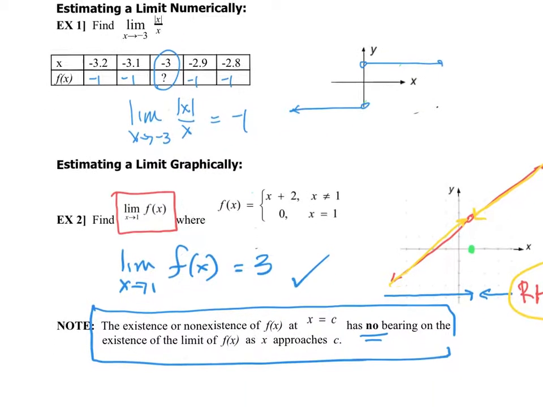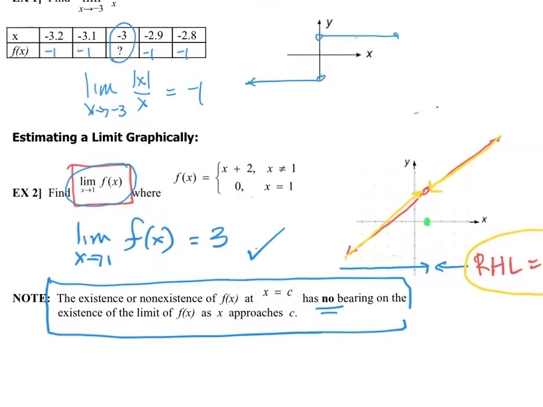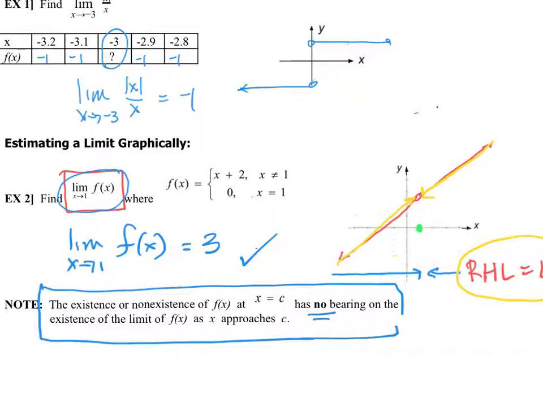All right, and then here I've already graphed it for you. So let's take a peek at this. We're looking at the limit of f of x as x approaches 1. It's a piecewise function. And we look at this, and the question always becomes, what's happening as I approach from either side? So what's happening as I approach from the left? What's happening as I approach from the right?